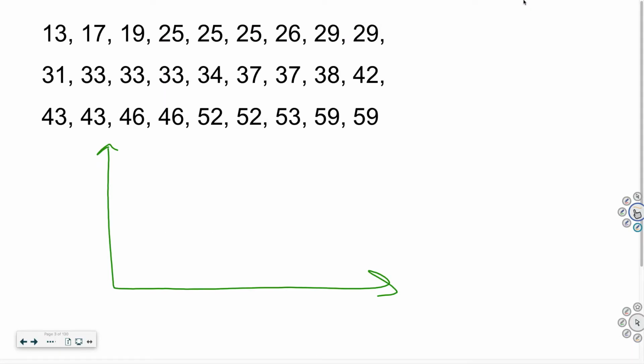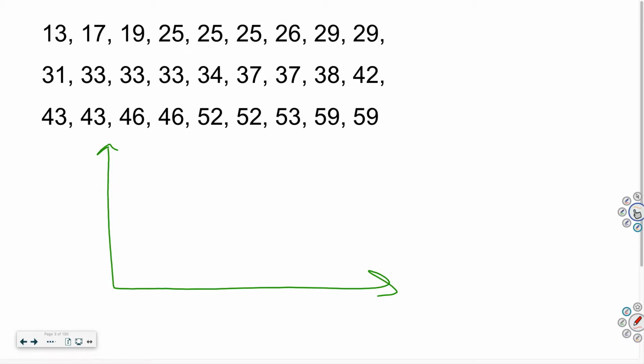Okay, so we have our class set of data, and this is data based on holding breath from our class. Each student represents one data point. We're going to use that data point to build a histogram. Okay, so what is a histogram? It's essentially a bar graph that uses intervals. Okay, so we'll talk about that in a second.